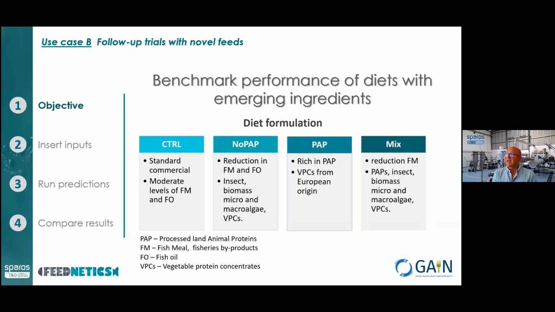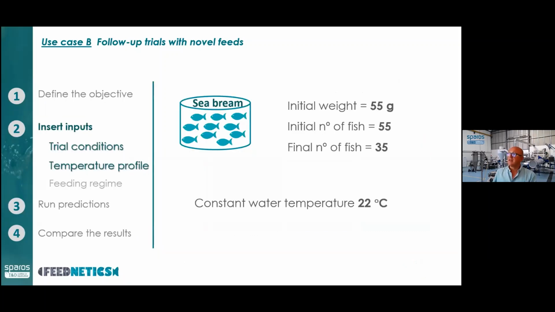In the PAP diet, we have a diet rich in processed animal proteins from terrestrial animal production, so poultry meal, blood meal, this kind of ingredients, and also vegetable protein concentrates. And the fourth formulation we call the mix. We have all of these alternative and emerging ingredients, including insects, single cell biomasses, microalgae, vegetable protein concentrates, PAPs. So in terms of circularity and use of resources, this would probably be the best one.